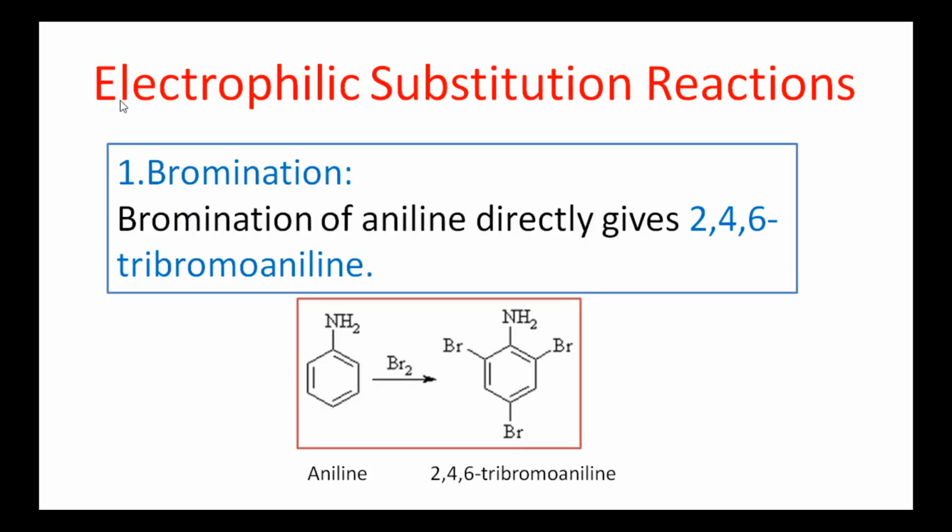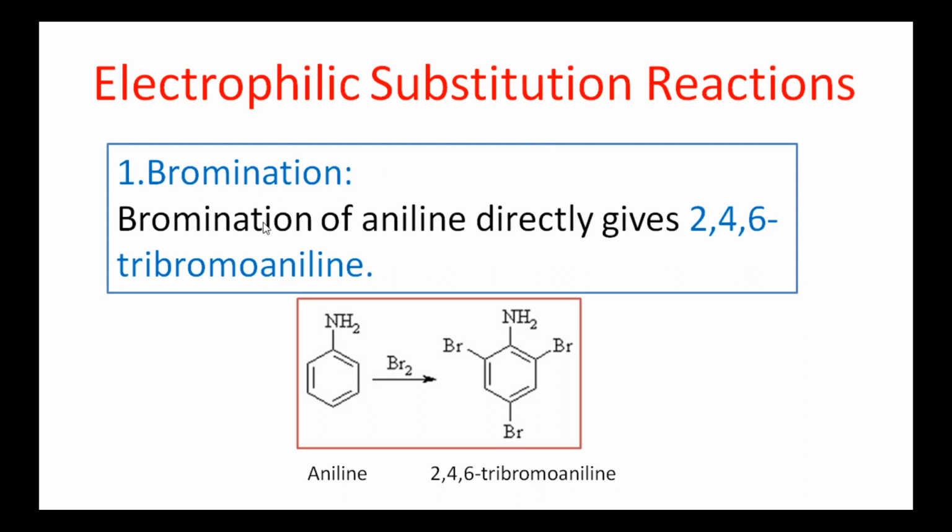Next type of reactions are electrophilic substitution reactions. Aromatic amines also undergo electrophilic substitution reactions because aromatic amines consist of a benzene nucleus. So here electrophilic substitution takes place. The first one is bromination.